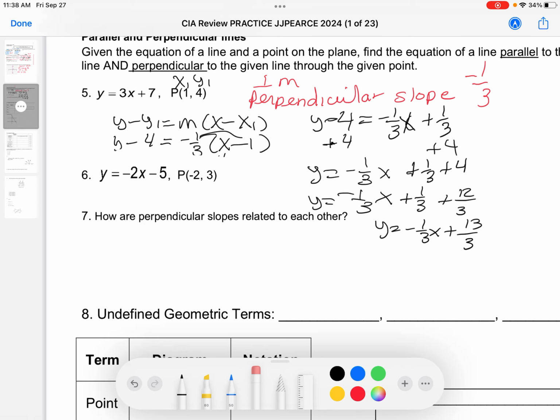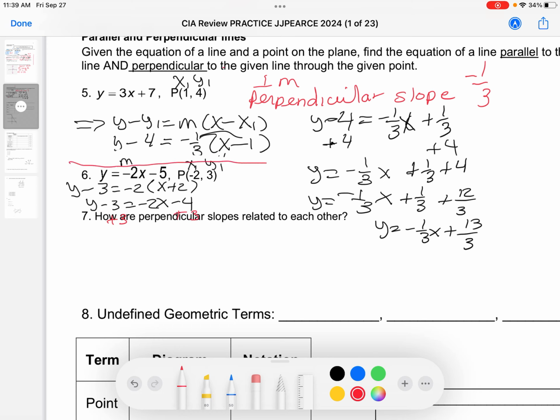Number 6, I'm running out of room here for that one, but let me see. How can I do number 6? We'll call this x1, y1, and my m remains the same. So y minus y1, using the same formula as right here. y1 is 3 equals negative 2 times x plus 2. So y minus 3 equals negative 2x minus 4. I'm going to add 3 to both sides.